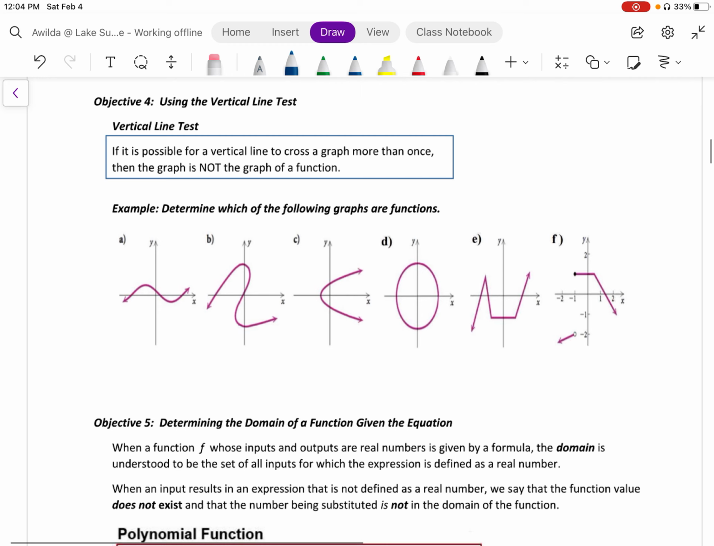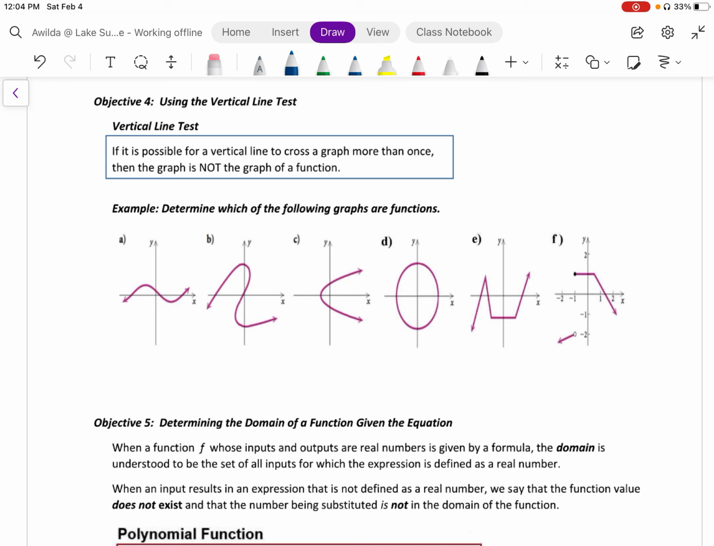Earlier I mentioned the vertical line test to determine if a relation can be classified as a function. Remember that we talked about the requirement for a function that no two ordered pairs have the same x coordinate and yet have different y coordinates. In other words, no two ordered pairs can be vertically stacked. So the vertical line test says that if it's possible for a vertical line to cross a graph of a relation more than once, then the graph does not represent a function.